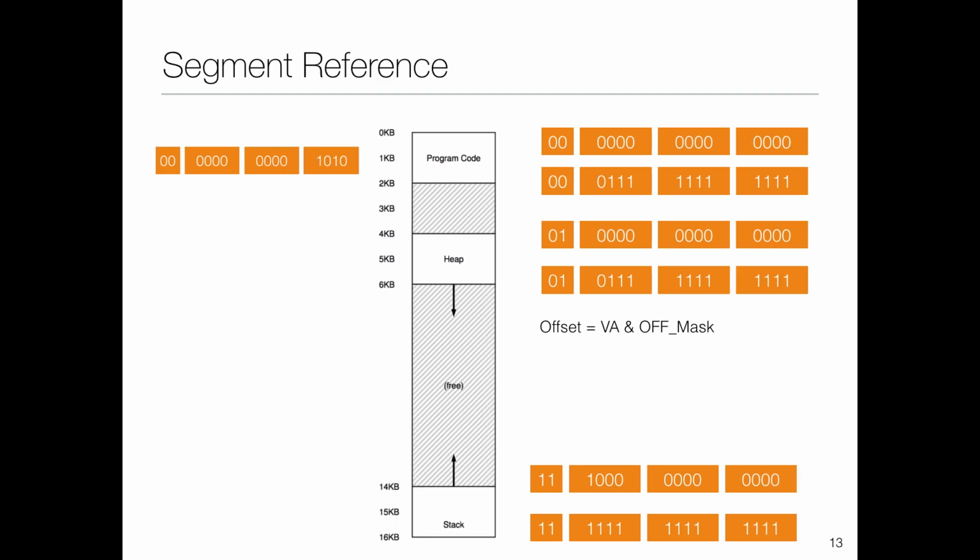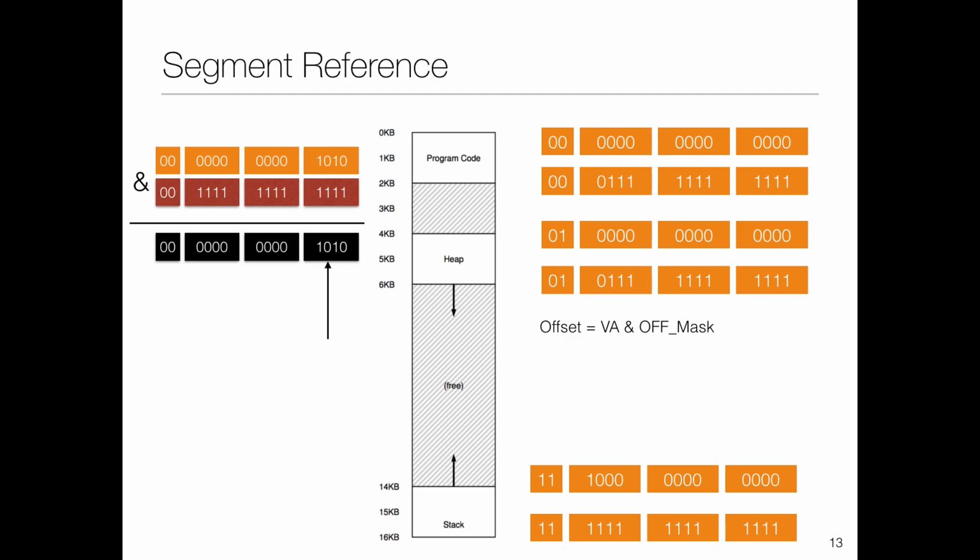Let's look at an example. Again, the same address from the program code. You do an AND with 1 1 1 1 1 1 1 1 1 1 1 1, which, if you represent this in hex, is FFF. So you get 1 0 1 0 as the offset into this particular segment.